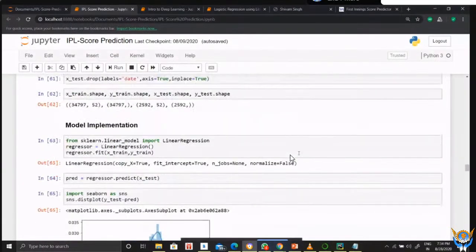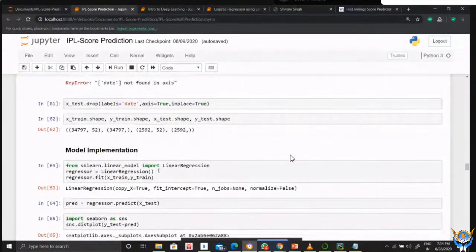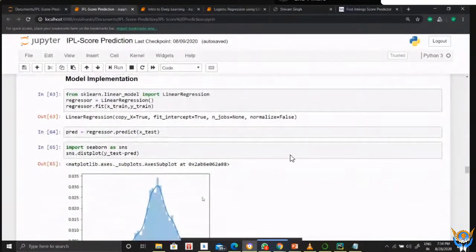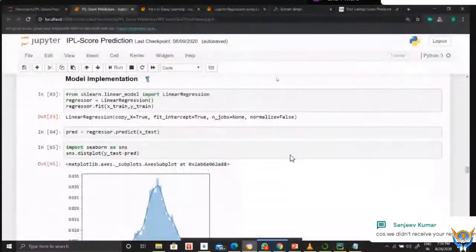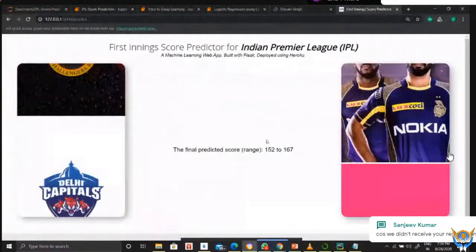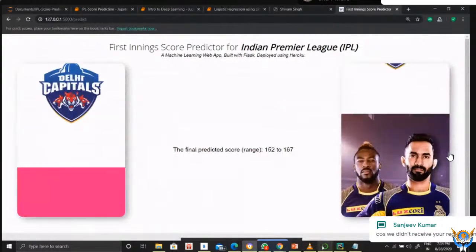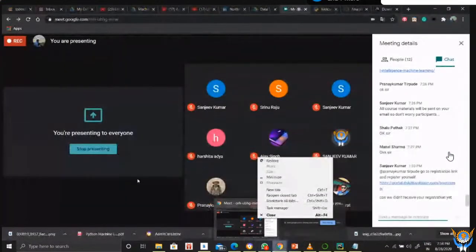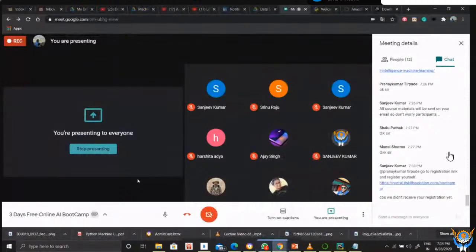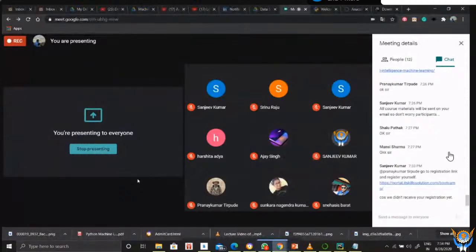With only this much code, you are able to create this kind of thing. I think this is amazing, and I think all of you are now excited to join and learn this kind of stuff.